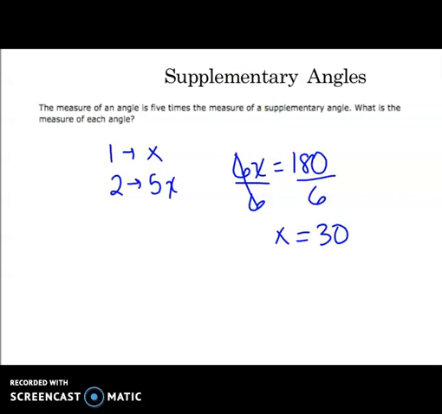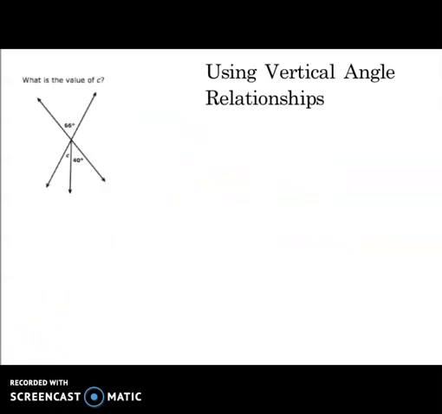We want to know the measure of each angle, so then I sub it back in. The first angle is 30 degrees. The second angle is 5 times 30 degrees, or 150 degrees. Okay. The next example is the vertical angle relationship.